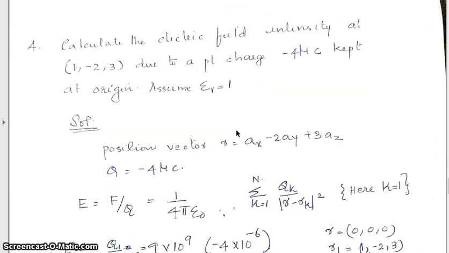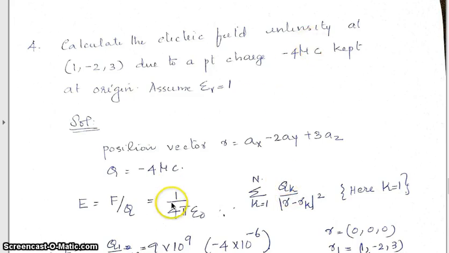Next is: calculate the electric field intensity at (1, -2, 3) due to a point charge of -4 microcoulomb kept at the origin. Assume epsilon R is equal to 1. So you know the relation connecting electric field intensity and force? E is equal to force per unit charge. So the expression is something like this: 1 by 4 pi epsilon 0, sigma K equal to 1 to n, Qk by magnitude of R minus Rk, the whole square. This Qk will be this one.